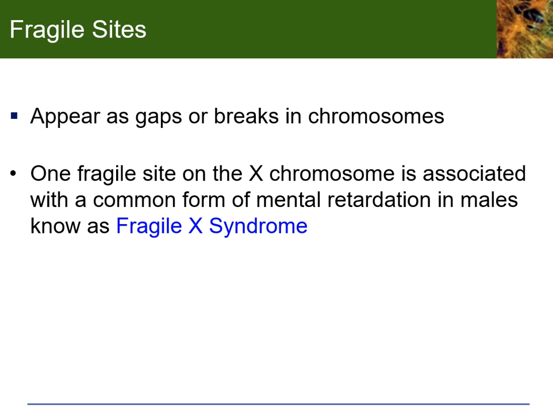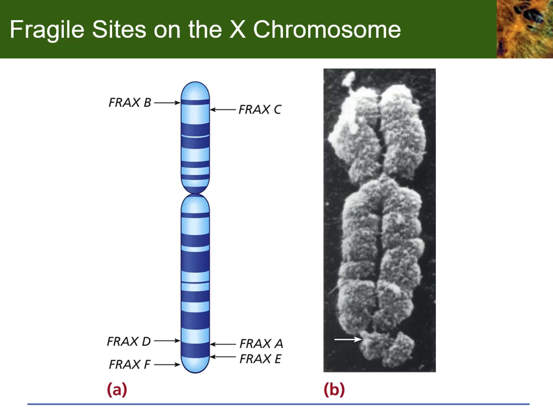Fragile sites appear as gaps or breaks in chromosomes. 1 fragile site in the X chromosome is associated with a common form of mental retardation in males known as Fragile X syndrome. You can see fragile sites on the X chromosome, where they're located.